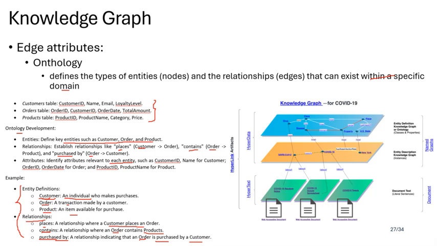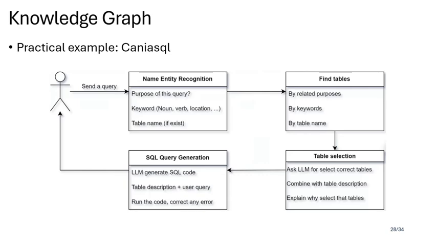Okay, so this is the practical example on Kenya's SQL that I'm developing so far. It's not finished yet, but it's just a proposal. When users send a query, I will apply named entity recognition to understand the purpose of this query, the keywords that can be contained in this query, and the table name if it exists. The keyword may be the noun, verb, or location in this query. This information helps us find a table.